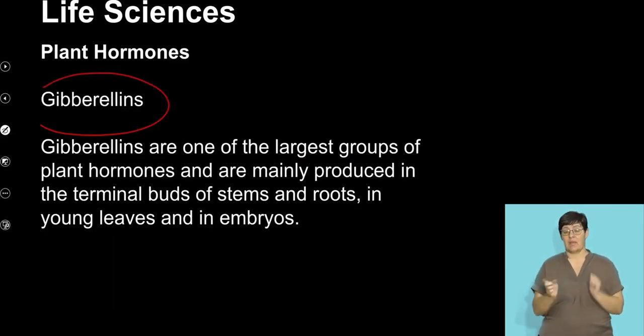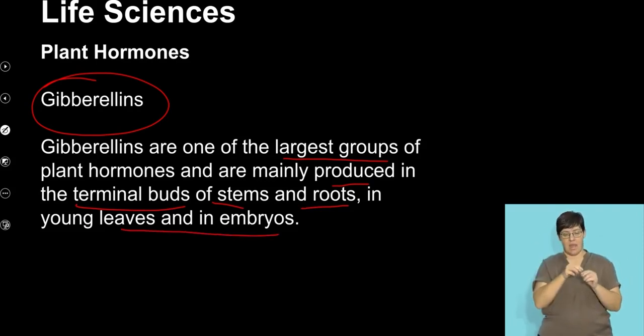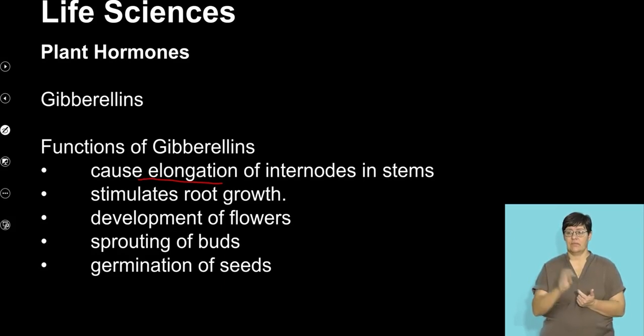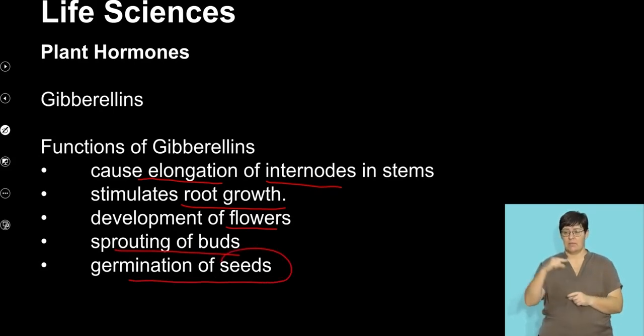The last set of hormones, or rather the second set we're looking at, are called gibberellins, and these are the largest group of hormones that are mainly produced in the terminal buds of the stems and roots, as well as in the young leaves and in the embryo in the seed. The functions of these gibberellins are to increase the elongation along the internodes of the stem. It stimulates the root growth as well as the development of flowers and new buds. It's also important in the germination of seeds.